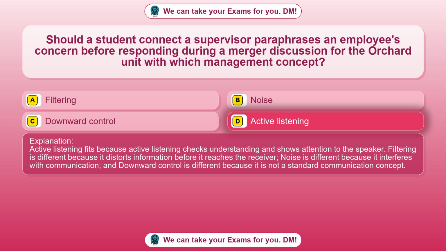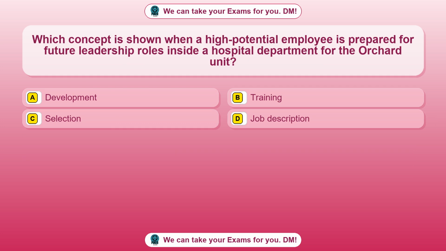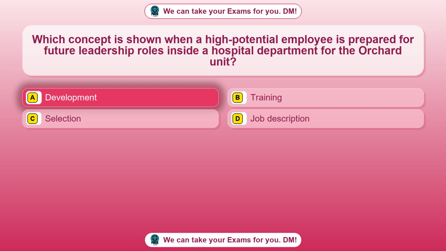Question 11. Which concept is shown when a high-potential employee is prepared for future leadership roles inside a hospital department for the Orchard unit? Option A. Development. Option B. Training. Option C. Selection. Option D. Job description. The correct answer is option A.